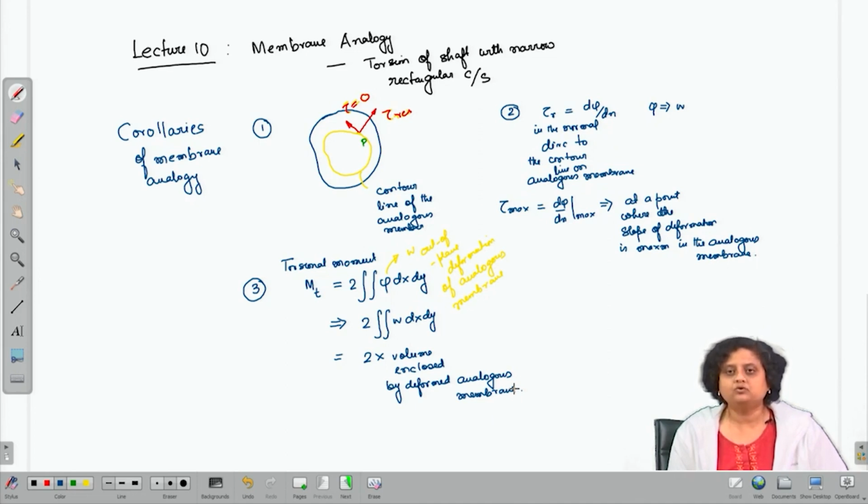So, this is also an important corollary to easily obtain the expression for the torsional moment by imagining the deformation of the analogous membrane using the concept of membrane analogy. So, by using these corollaries that we have discussed so far, we will be solving a very important application of membrane analogy, which is very much pertinent to aircraft structure.